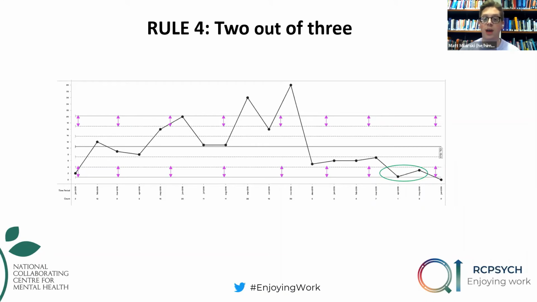The points don't have to be in the same outer 1/3. So one of those points could have been in the upper outer 1/3, and then the next one could have been in the lower outer 1/3. That still would have been a 2 out of 3. They could also have had a data point in between those that wasn't in an outer 1/3, and it would still count as a special cause variation and something that you would want to look at.